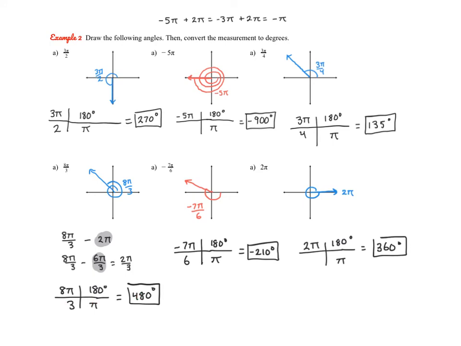So negative 7 pi over 6. So again, we know that this is negative 6 pi over 6, plus that extra slice gives us negative 7 pi over 6. Here's my conversion to negative 210 degrees. And then we know 2 pi is a full rotation, so like this. And maybe you can just say, oh, we know 2 pi is equal to 360 degrees, but if you'd like, here's the conversion ratio as well.